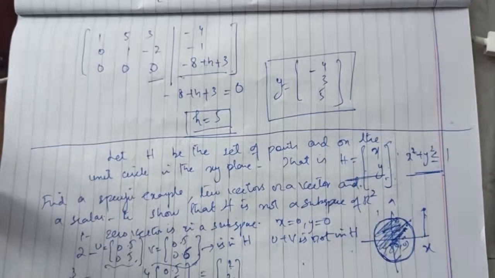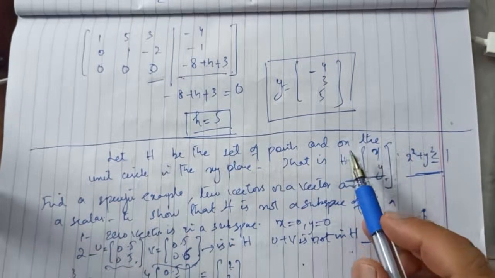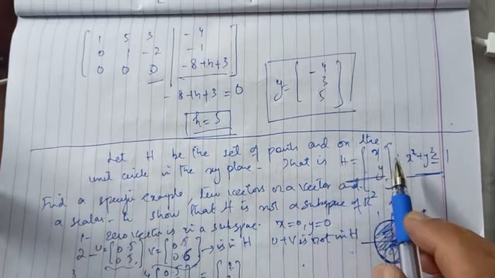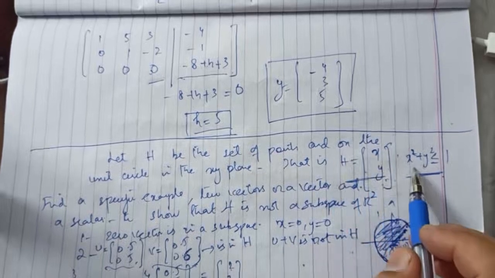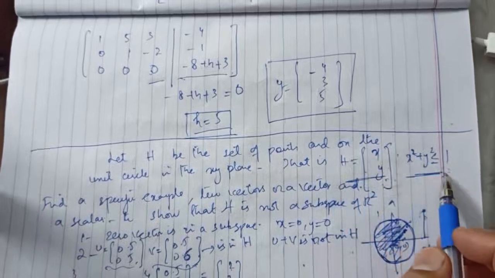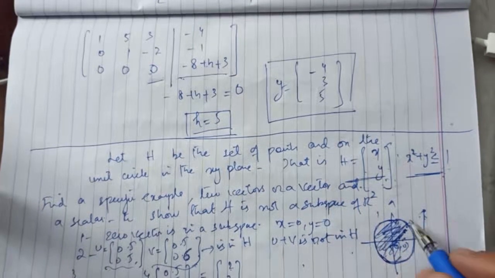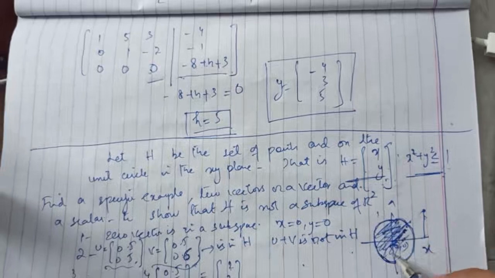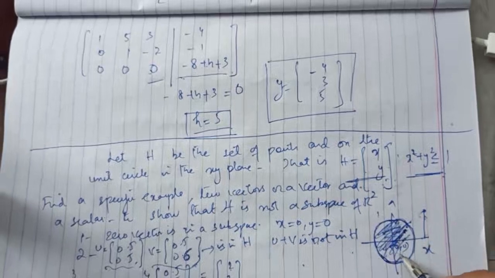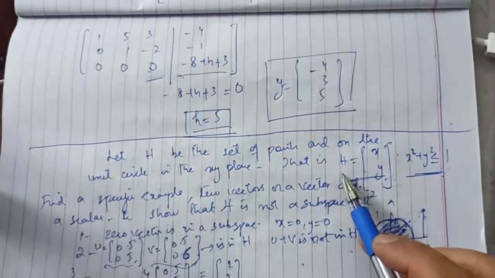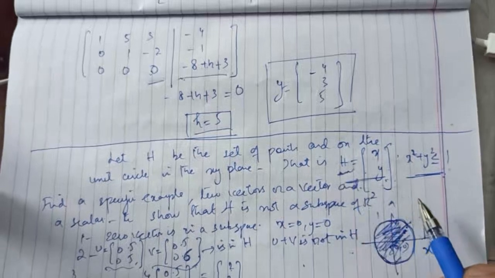So let H be the set of points on the unit circle in the xy plane. That is, H is the subspace formed by values of x and y for which x squared plus y squared is less than or equal to 1. So it is on the circle and inside the circle. All these values on the circle and inside the circle are defined by this equation over here, right?